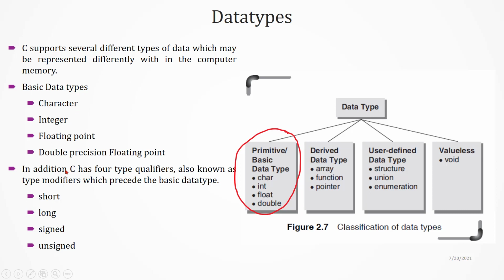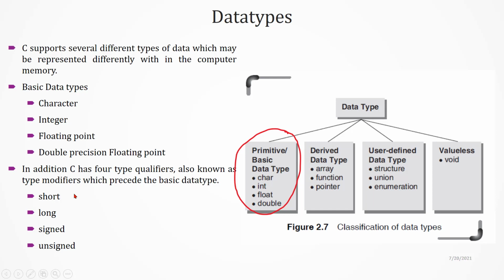In addition, C has 4 type qualifiers, also known as type modifiers, which precede the basic data type. So these are the basic data types: char, int, float and double. Along with that, we can add these also: short, long, signed and unsigned. Anyway, these things will be clear when we see the example.